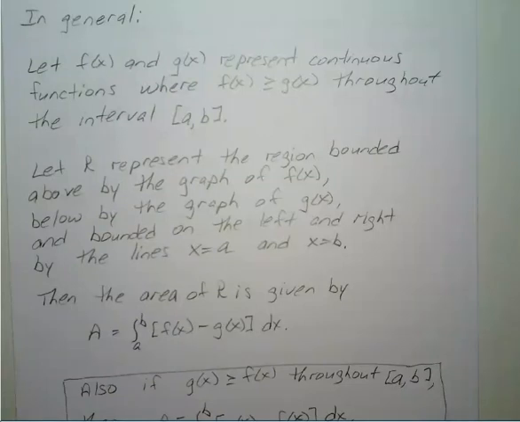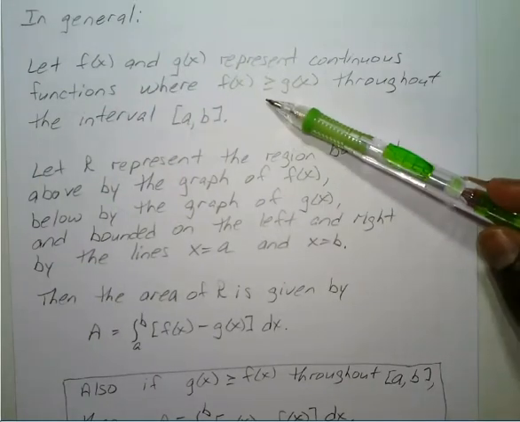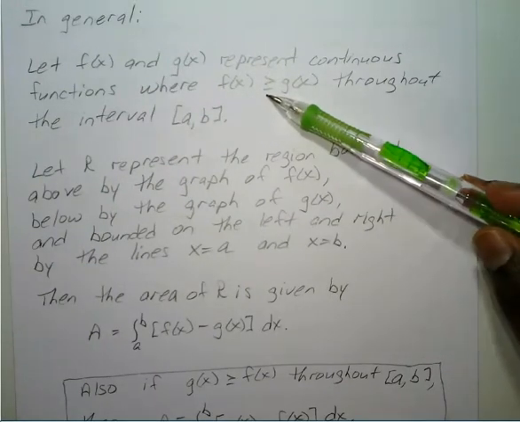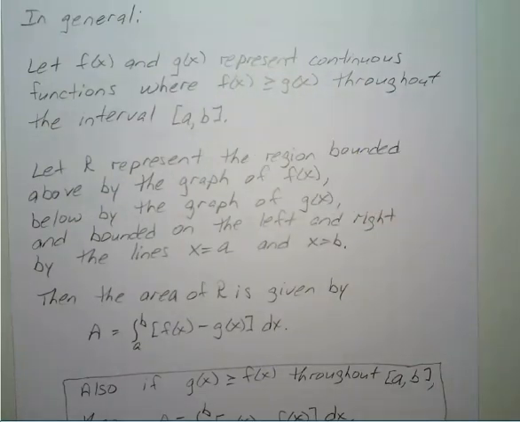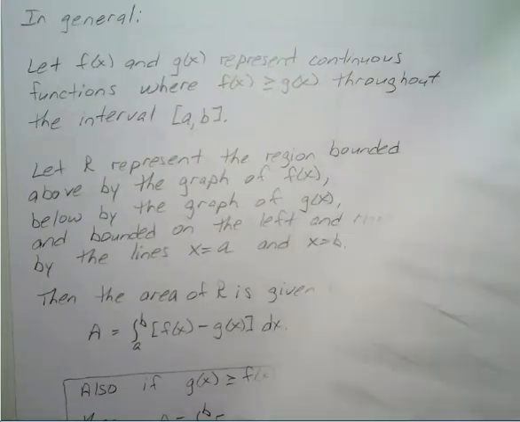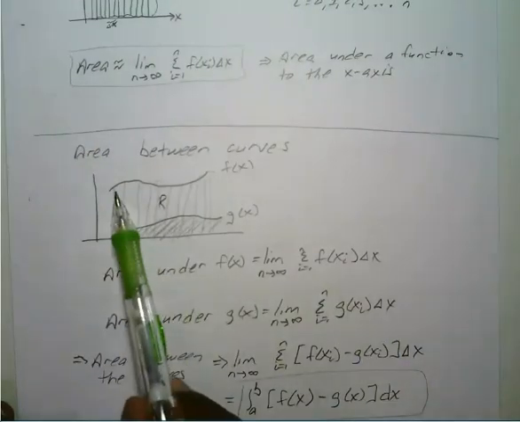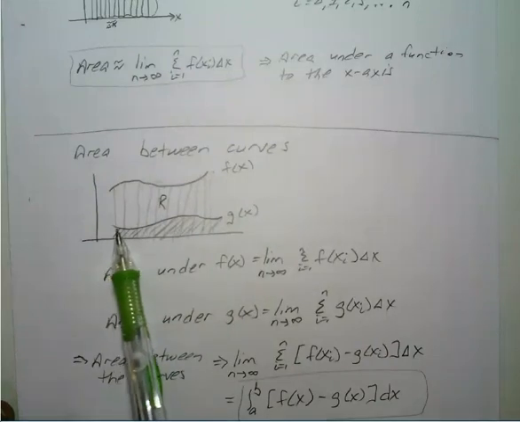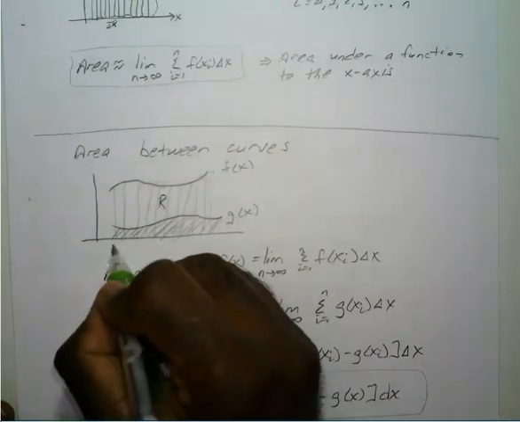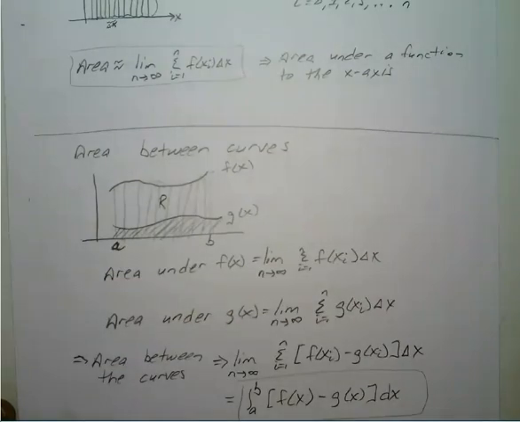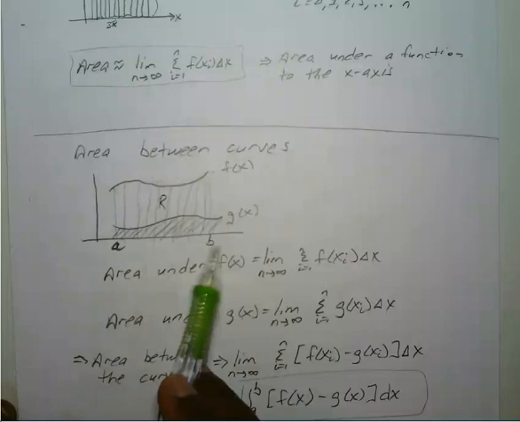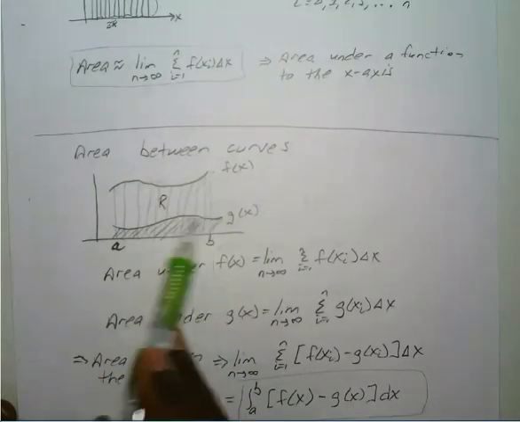So in general, what if we let f of x and g of x represent continuous functions where, just like on the previous page, f of x is greater than or equal to g of x throughout the entire interval from a to b. I'm just going to cover this up for a quick second. You notice here, every point of f of x is above every point of g of x between, let's say, this is our a and this is our b. Now, that's not saying it won't cross further down the line, but between that interval, f of x is larger than g of x.